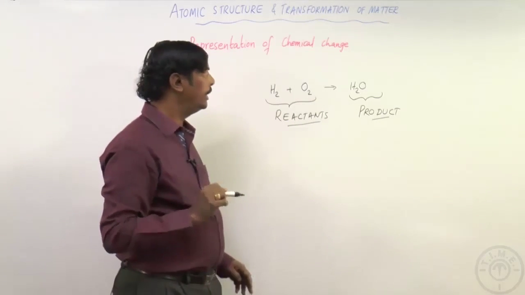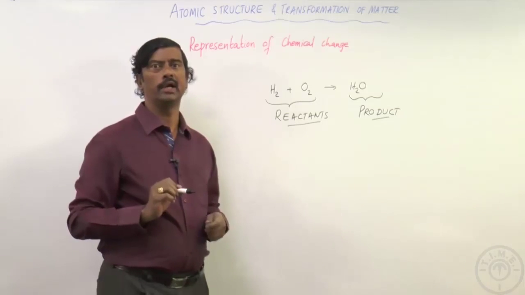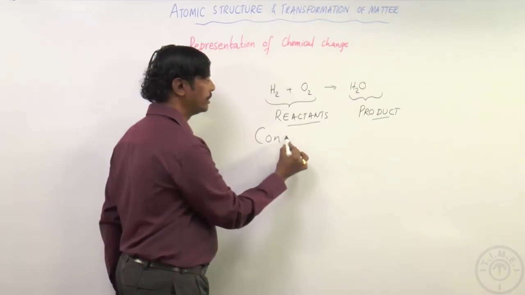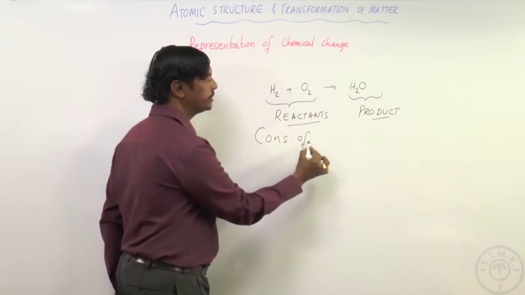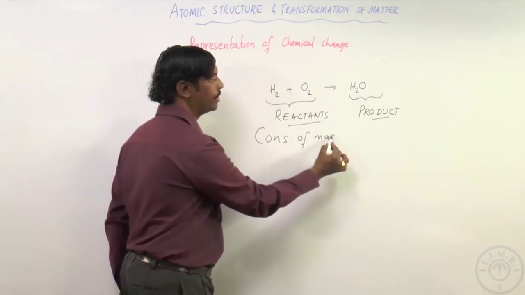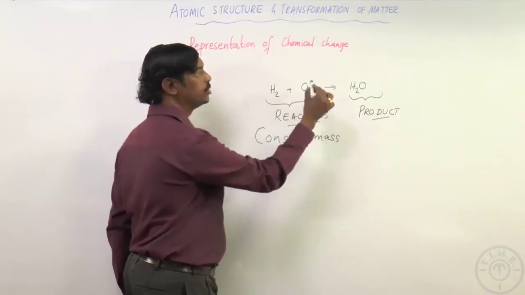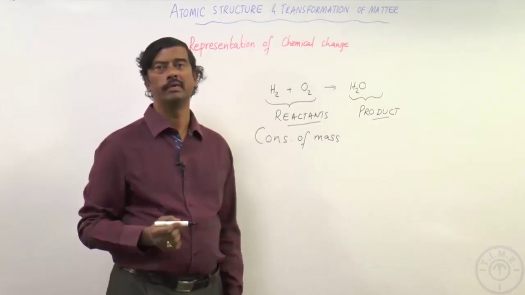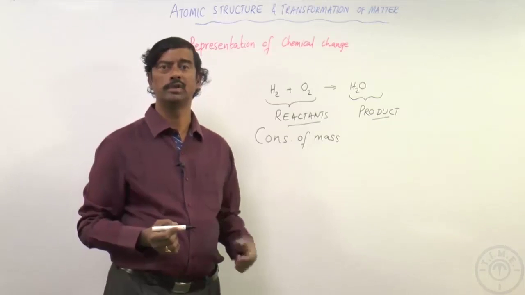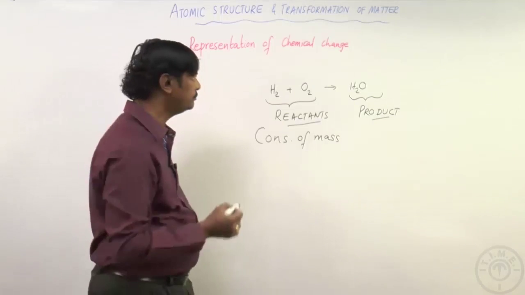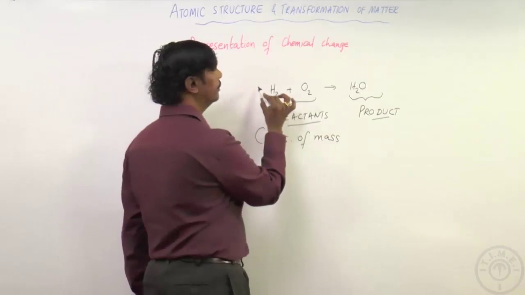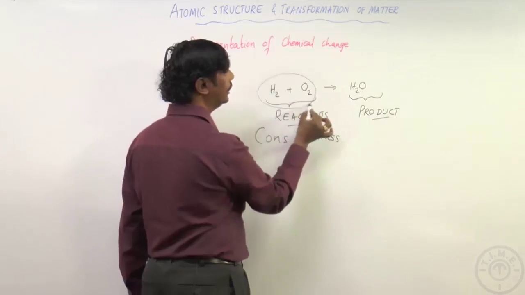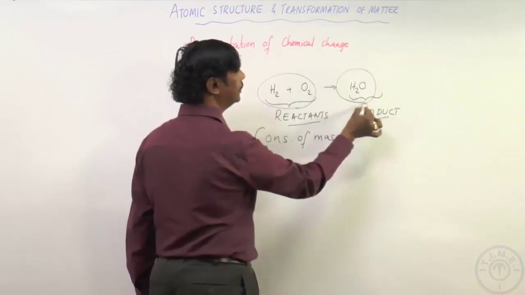Now, in any chemical reaction, we always look for conservation of mass. When you have conservation of mass, the atoms on this side and the atoms on that side should be the same in number. You cannot have loss or gain of atoms. So, there is a law of conservation of mass. With this conservation, what we have to account for is the number of atoms on the left hand side and the atoms on the right hand side.